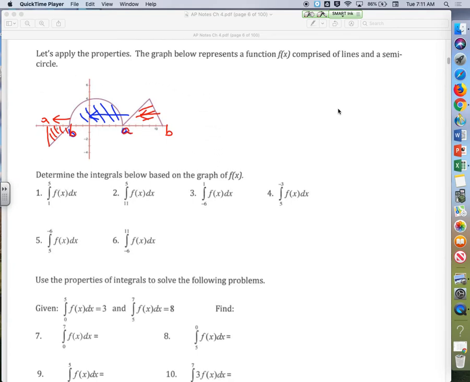So area is one of the applications of this. It's not the only application. So sometimes you can have negative values, and we'll call it area, but it's really not area that we're referring to. Okay, so let's find this first one here.